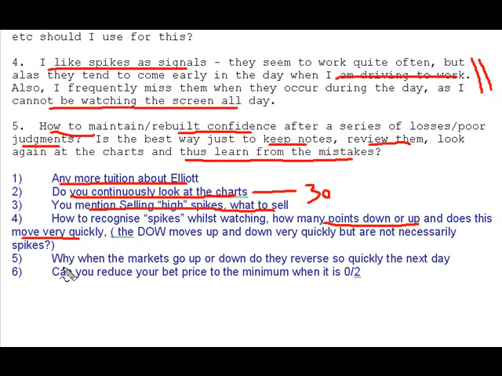So yeah, I think that answers that one. There are 6 questions here. Why, when the markets go up and down, do they reverse so quickly the next day? They don't always, of course. But they do sometimes. Markets do tend to go too far. This is their nature. The market is an emotional animal.